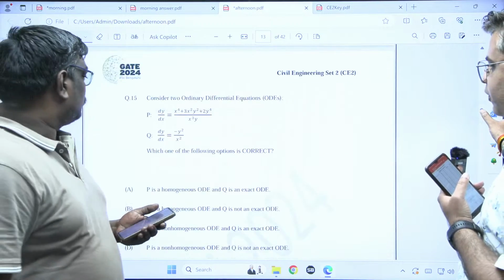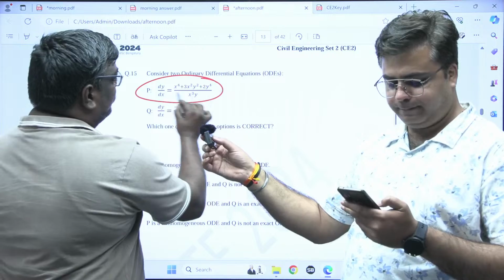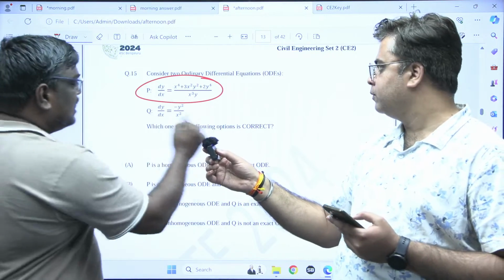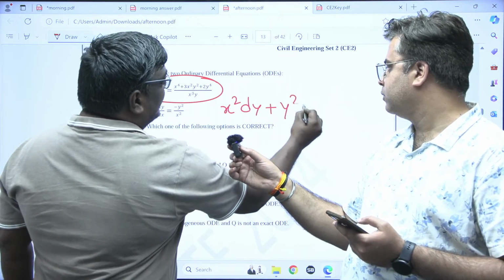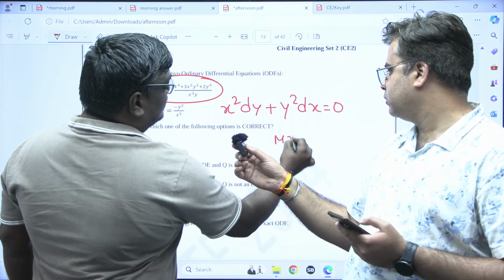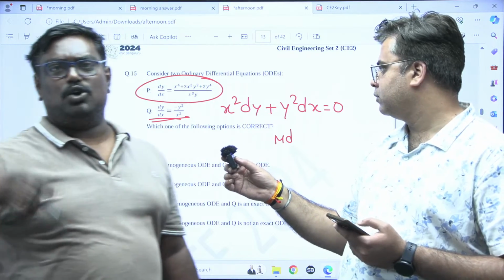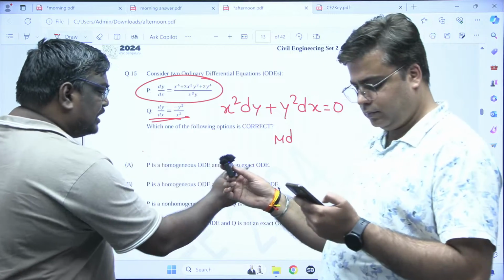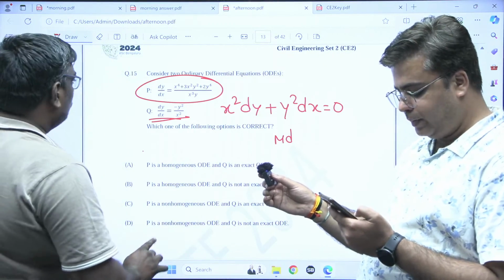Then question number 15 we are having. See, in 15, P is a homogeneous equation. If you see the degree in both the equations, it is a homogeneous equation. If you compare here, you will get x square dy plus y square dx is equal to 0. You can compare this with the M dy plus N dx format. And if you see, dou M by dou y is not equal to dou N by dou x, so it is not exact. I think P is homogeneous and Q is not an exact ODE. So option D, sir. Option B is correct, sir.